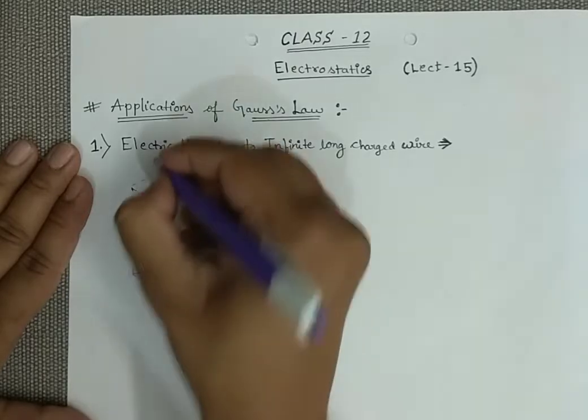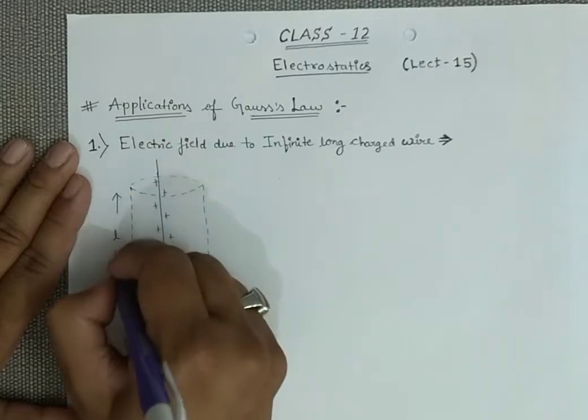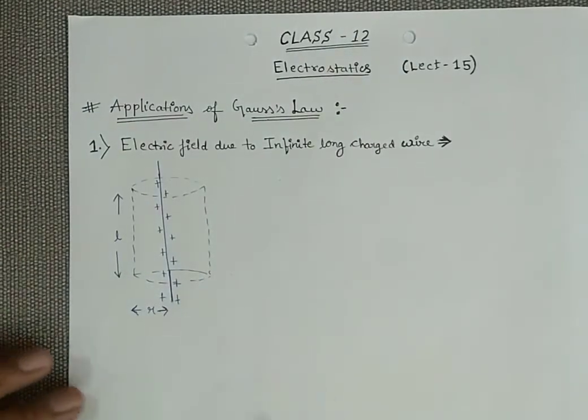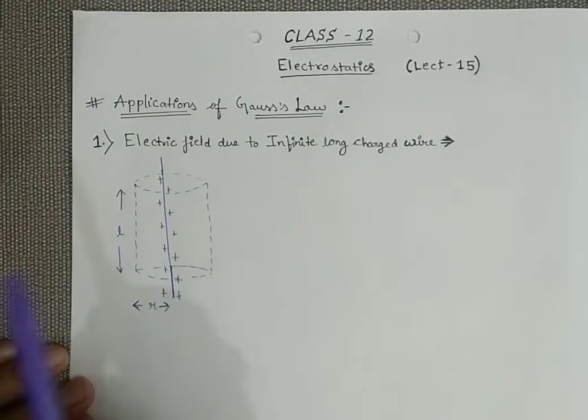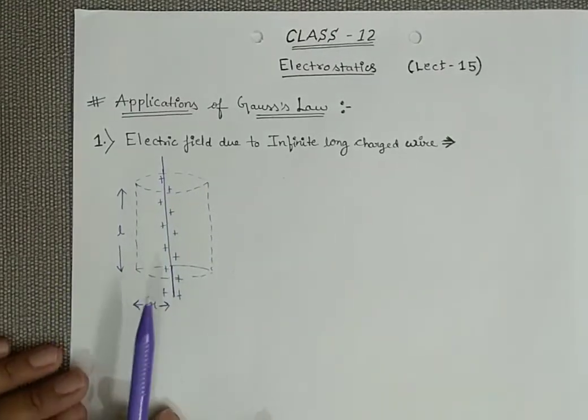What is this cylinder doing? This cylinder is enclosing some of the charges. Let the length of the cylinder be L and the radius of the cylinder be R. Now we have to find the electric field. Now if you remember, there are 3 surfaces: top surface, curved surface and bottom surface.